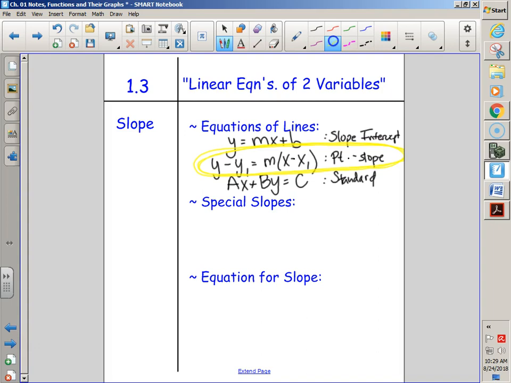Special slopes, there are 2 of them. I guess there could be more. But basically, I'm going to talk about horizontal lines and vertical lines, because these are the ones that we tend to get confused. They have to do with constants. That's very true. Horizontal line, hopefully we got that. The horizon, if you're looking out, like sitting at the beach, the horizon, horizontal. Vertical, it's the other way.